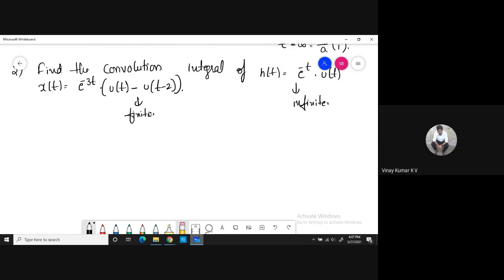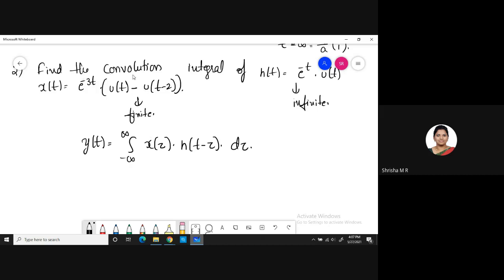3 cases. You will have 3 cases, correct? So we'll try to find the convolution and we shall see how to take these cases. Okay. So take the formula for convolution integral. Y of t is equal to integral minus infinity to infinity x of tau into h of t minus tau into d tau.